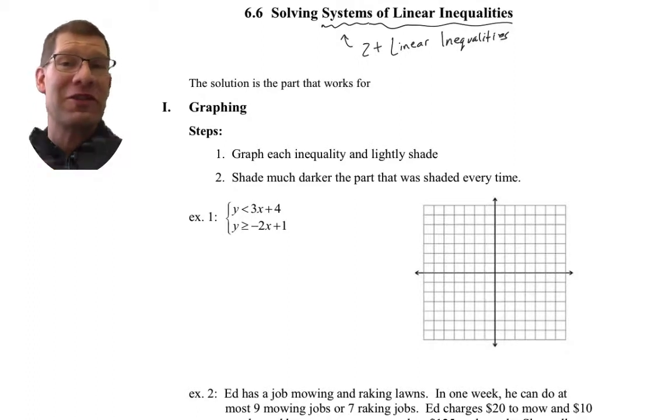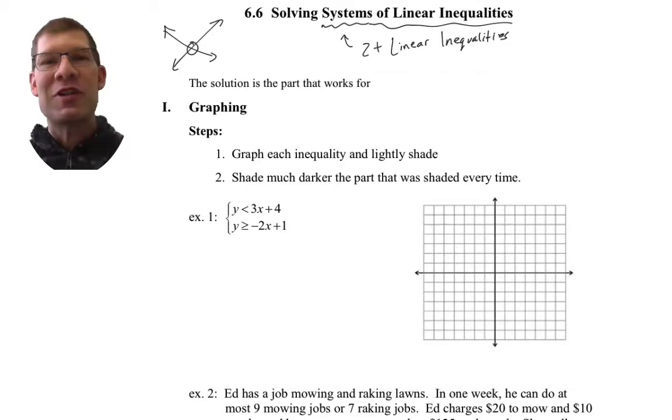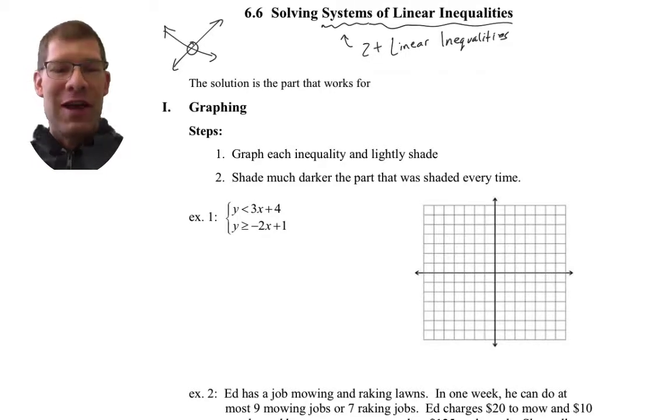We started out this chapter doing systems of linear equations. And when we did those, we had two different nice, perfectly straight lines like mine there. And the solution was going to be that point, that intersection. What's the one point that works for both this line equation and this line equation?